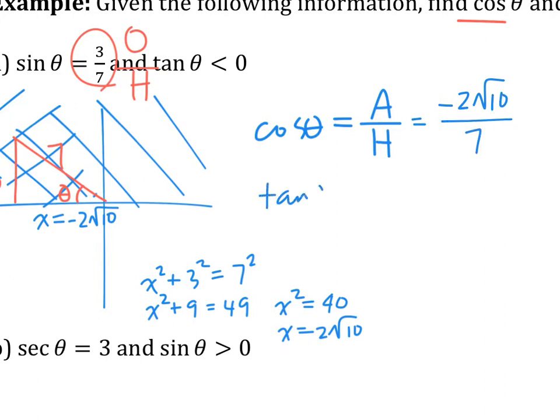And then we want tangent. So tangent is what side over what side? Okay, opposite over adjacent. So that's going to be 3 over negative 2 square root 10. Yes, good. There you go. You guys okay? So this is the kind of question where you have to start from All Students Take Calculus to eliminate and eliminate so that you get just that one quadrant. You draw the reference triangle and then solve.